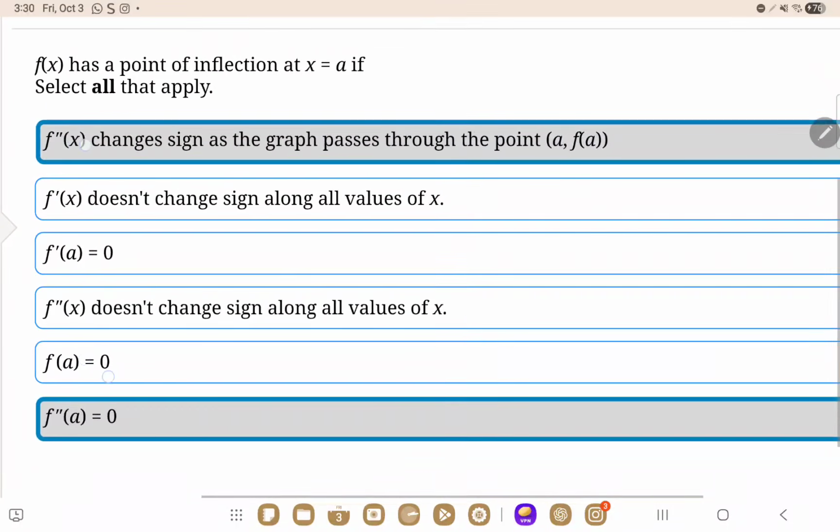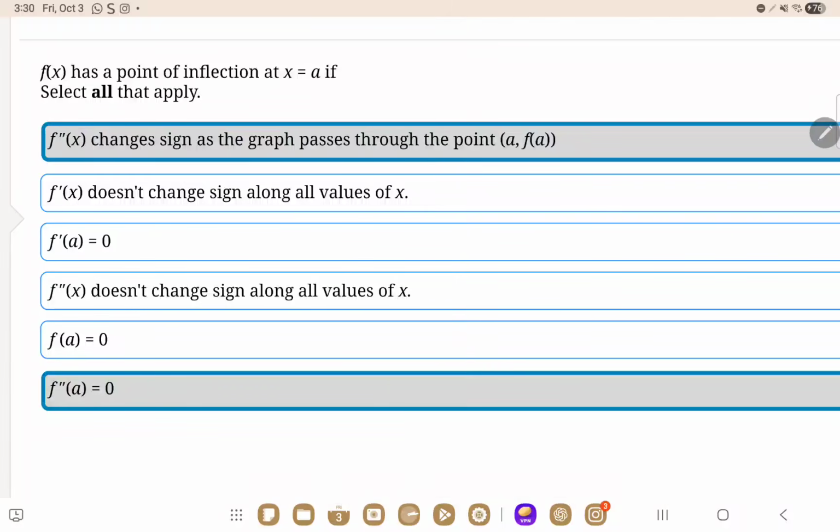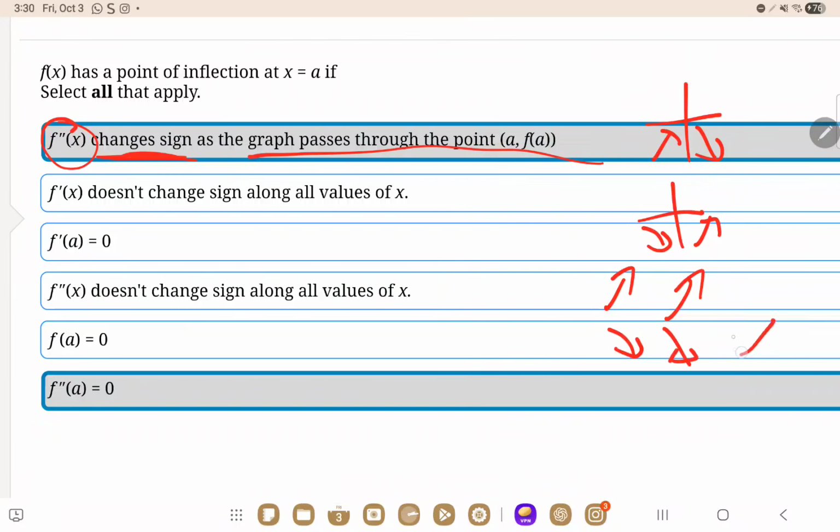Okay, f of x has a point of inflection at x equals a if the double derivative of the function changes sign as the graph passes through the point of inflection. What does this mean? That when you find the double derivative, if it goes positive to negative or negative to positive, then this is a point of inflection. If it stays positive to positive or negative to negative, it is not a point of inflection. Like this it is, like those it isn't.